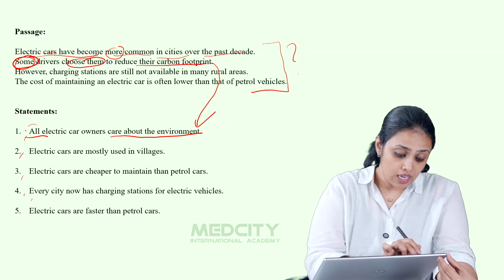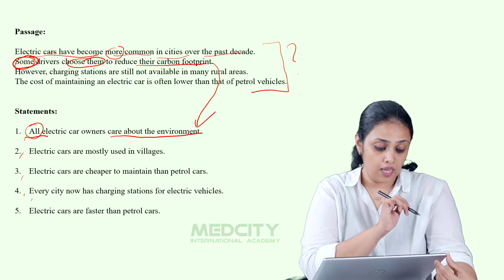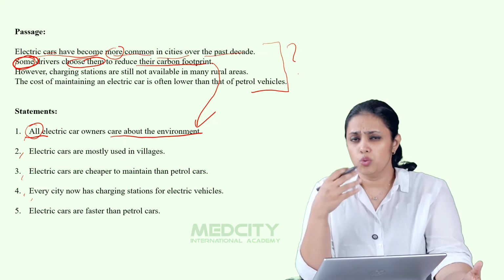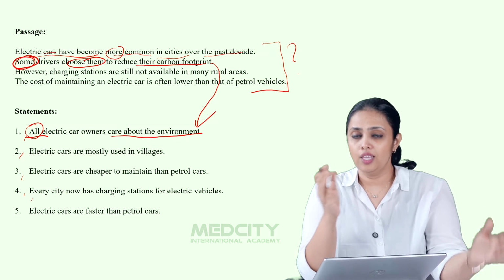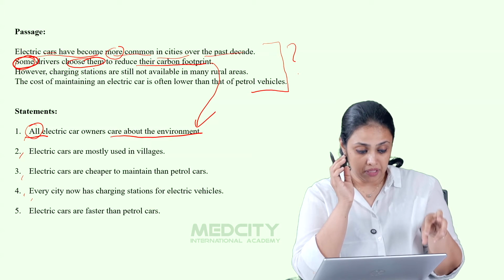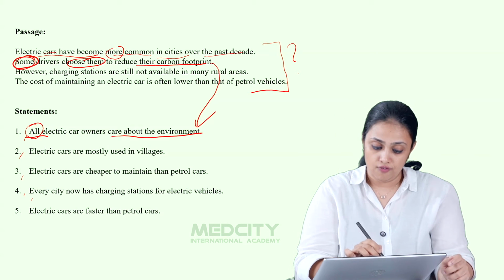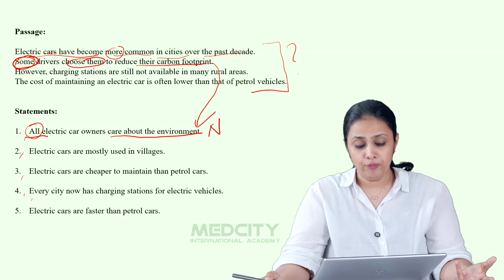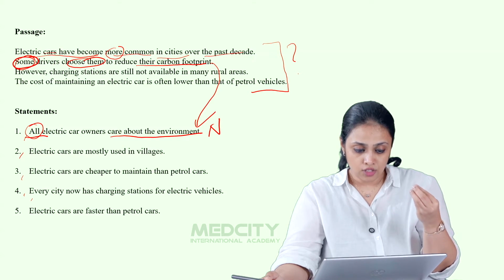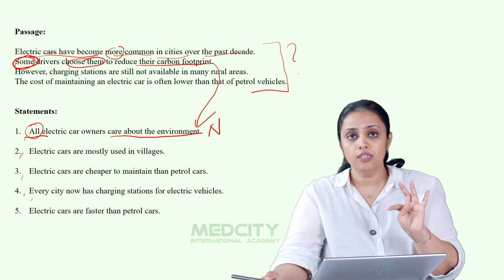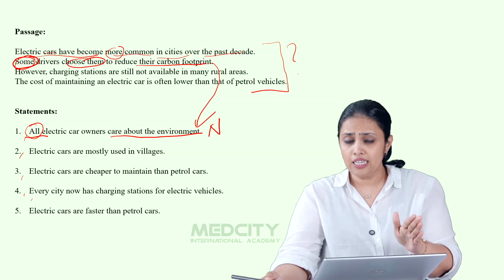And what does the statement say? All electric car owners care about it. So can we say yes? No, they convey different meanings. As per the writer, some of them do care, but as per the statement, all care. For that reason, this is no. Can I say it is not given? No, because information regarding care for the environment is given in the passage.